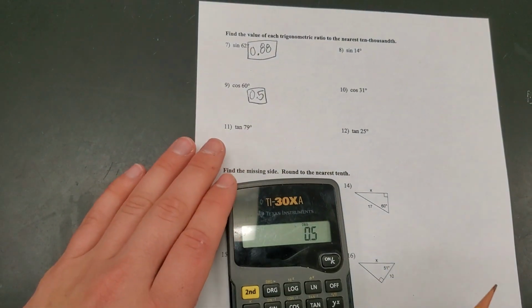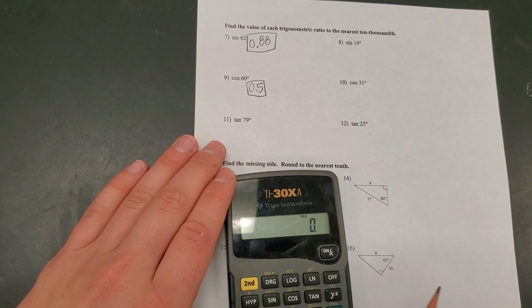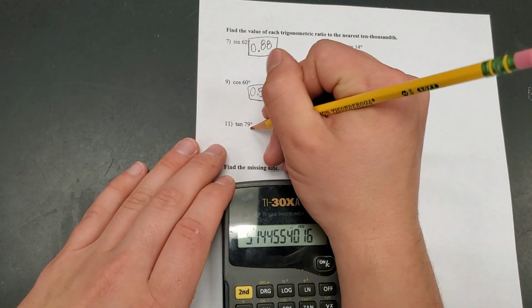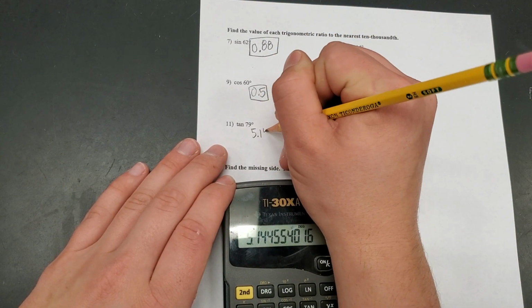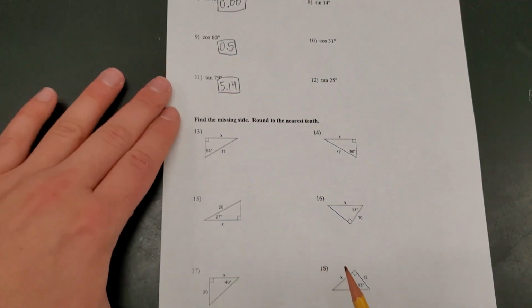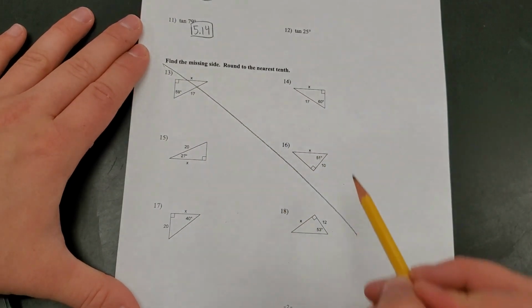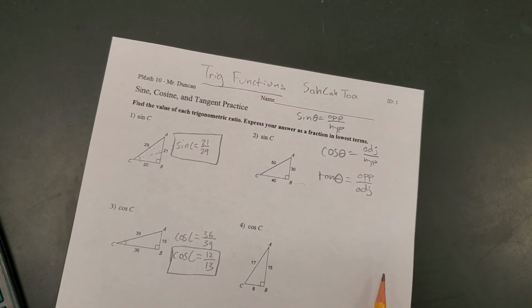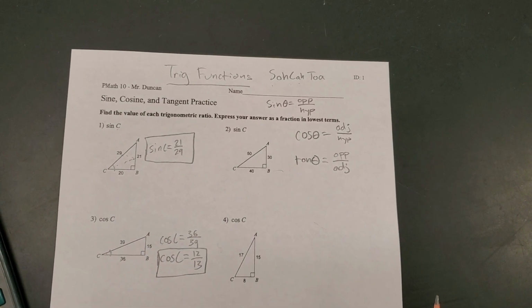And now let's look at tangent. So tangent of 79, so 79 tangent, we get 5.14. And yeah, you guys don't have to do these through here. Don't worry about that. I just want you to do the first 12 problems. Use this video, go back and rewatch and look over this.